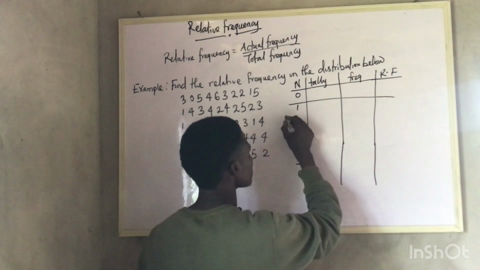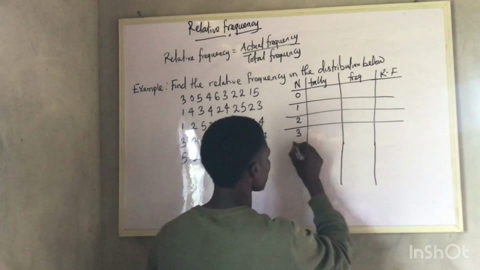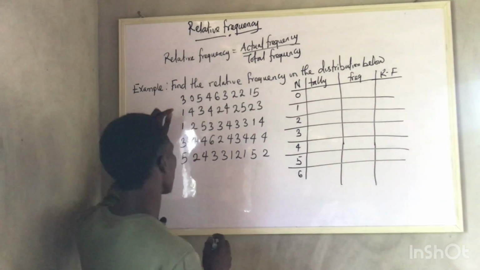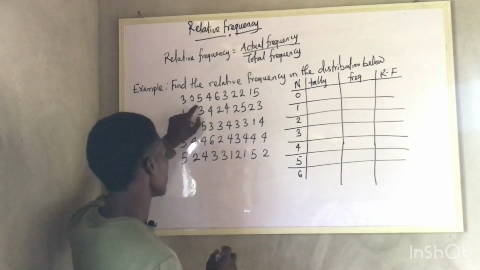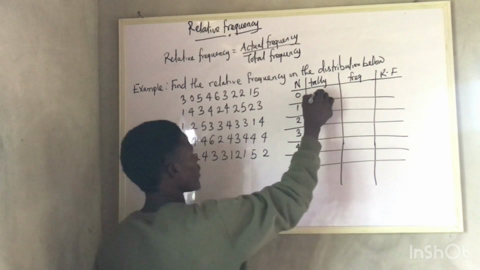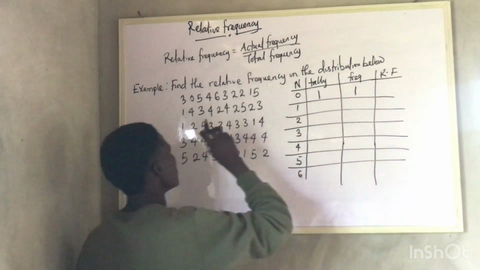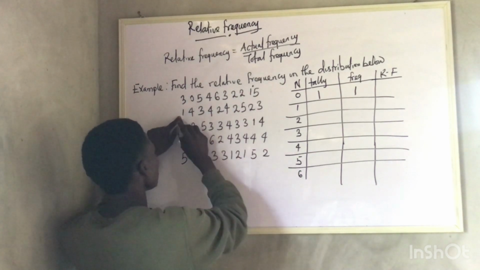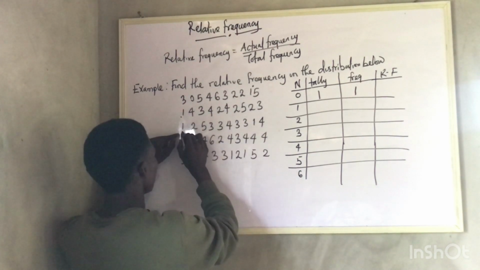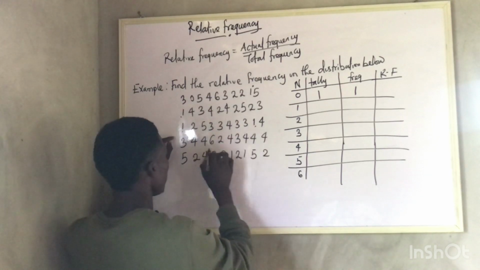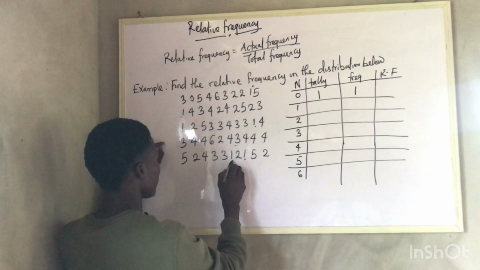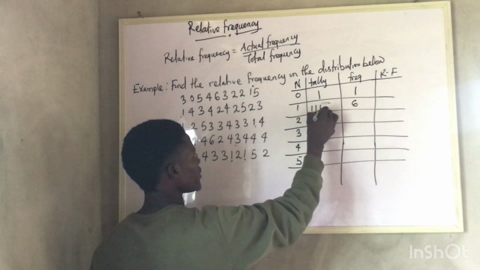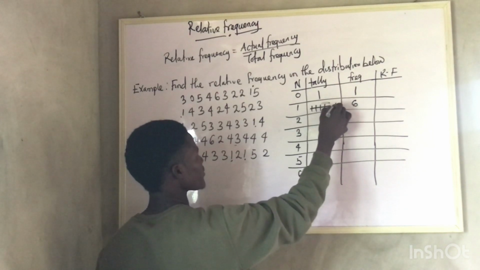So let's do the counting of these numbers. So 0 occurs how many times? 1 in every case. So 0 has frequency 1. Then we have 1. How many times does 1 occur in the first line? 1, 2, 3, 4, 5, 6. So that is 6.